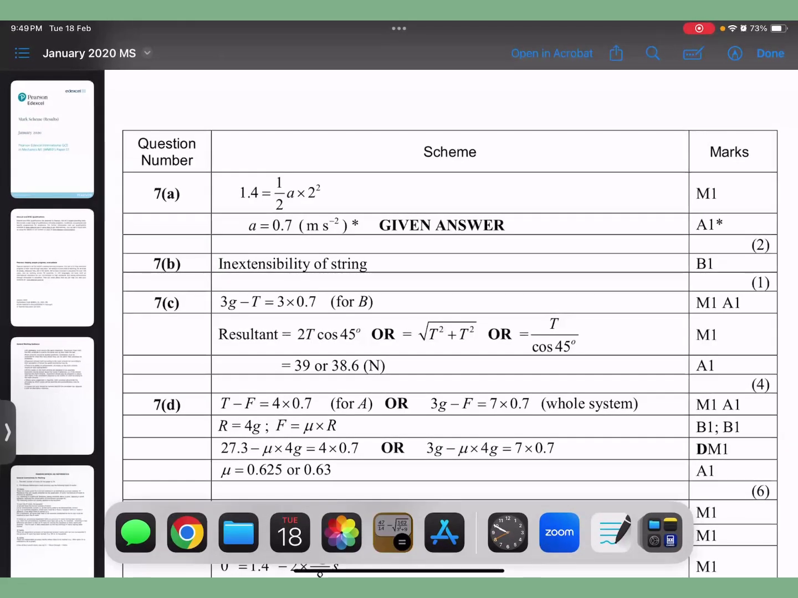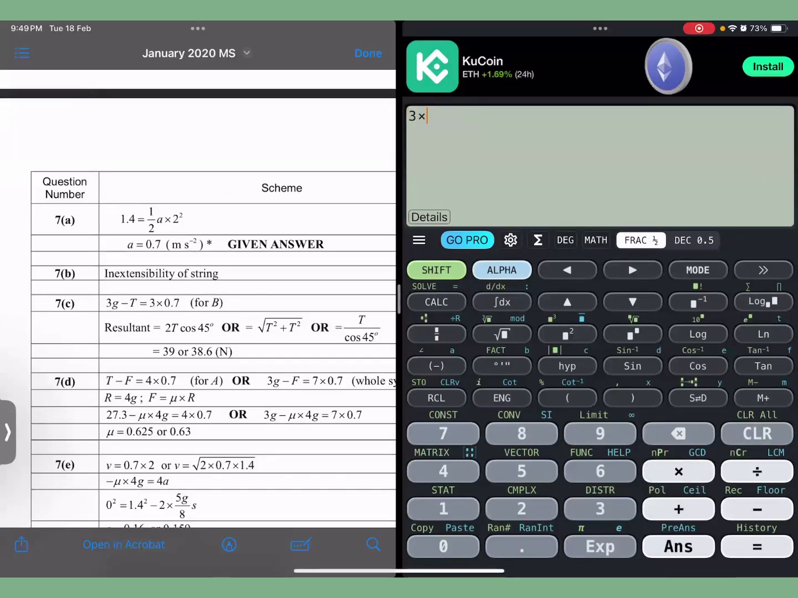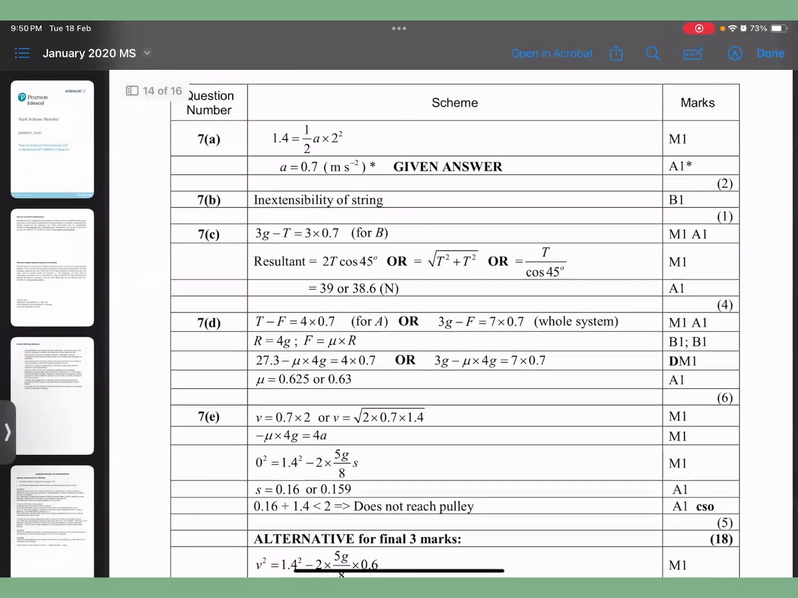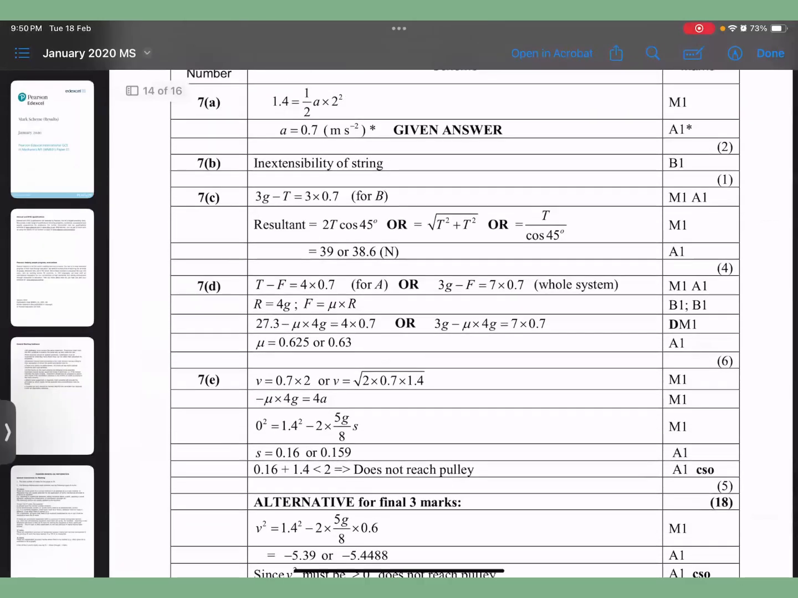I think their g is 9.81. They use g as 9.8. I forgot about it. Look, 3 times 9.8 minus 3 times 0.7 is 27.3. And then the square root of this squared plus this squared gives 38.6. So the Edexcel one has g as 9.8. Okay, so we've done the right thing. Mu is coming out as 0.625, very close, and because of the difference in g we're getting the other value, but it is very close.